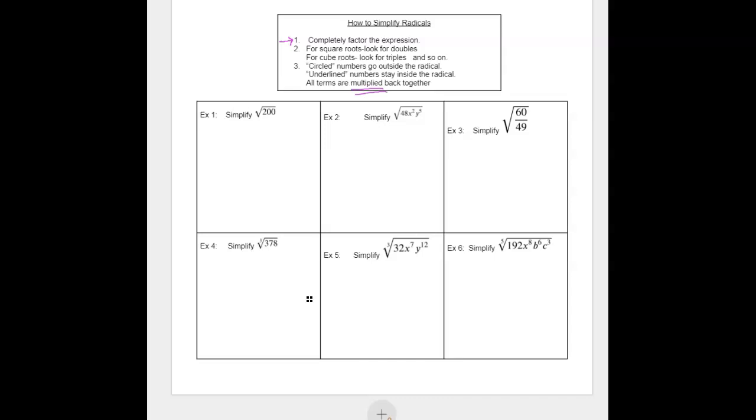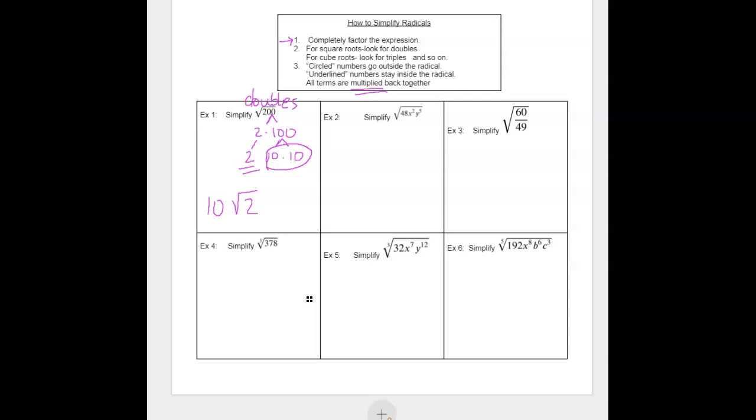Okay, so for 200, you can break this down into any factors. I like just doing 2 times 100. The 2 stays, so I like to bring it down so I don't forget it. And then 100, if you know that it's 10 times 10, then that will help since we are looking for doubles, okay? So you have to keep that in mind. Once you get a double, you can stop. Even if it breaks down further, you're just doing more work. So I circle it once because it's going to come out, and you only write it outside once. The 2 is a single, and so singles stay back inside. And that would be it, 10 root 2.